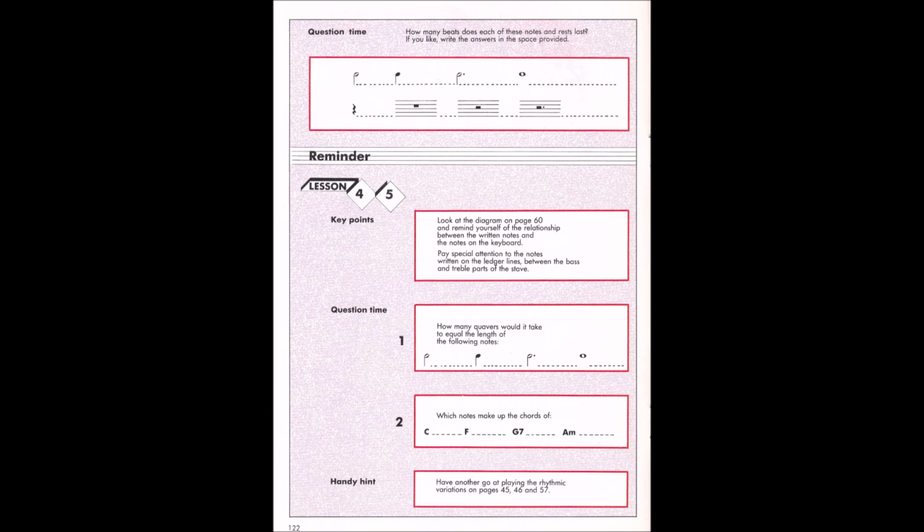Now let's do the same thing with the next section in your booklet, covering lessons 4 and 5. Read through the rest of page 122 and the whole of page 123, following the instructions given. Then, when you've finished, restart the tape and we'll give the answers to the questions.